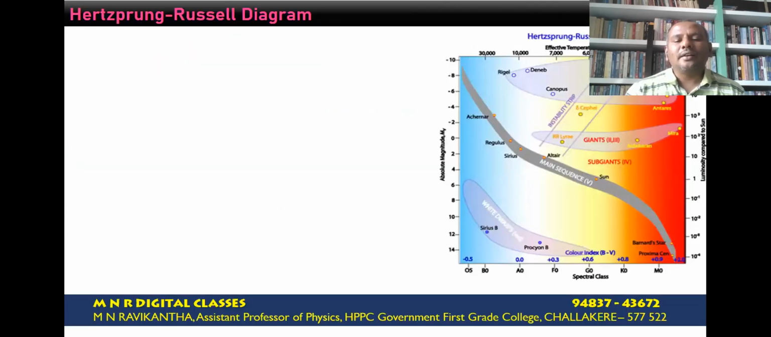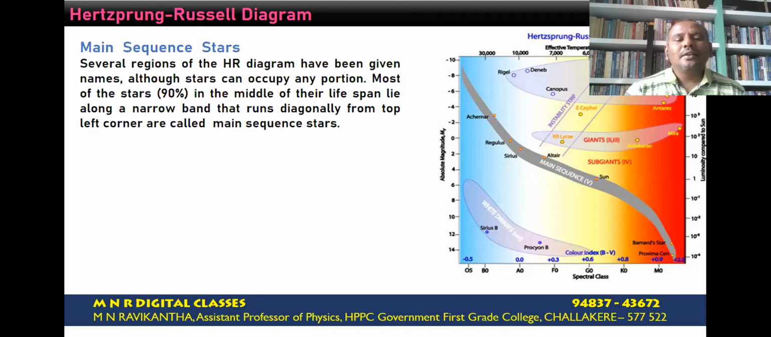Now let us understand the HR diagram. The first one is main sequence stars. If you make the observation, we have clusters of stars grouped at various parts of the HR diagram. We have a band or a sequence of stars running from the top left corner, that is, hot, luminous and brighter stars, to the lower part, that is, cool and fainter stars.